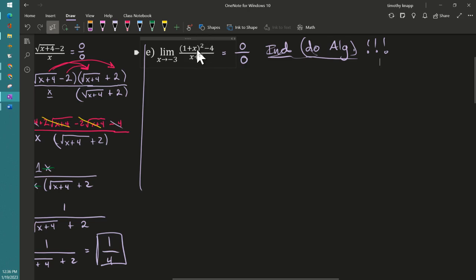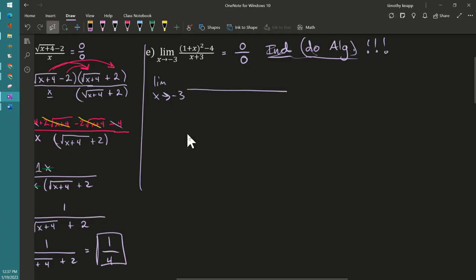If you didn't notice this, what you could do is FOIL this out, and you're going to get a trinomial after you simplify it. Then you'll refactor it, and you'll get probably an x plus 3 up in that numerator that ends up canceling. I'm going to use this difference of squares thing. So I'm going to write the limit as x approaches -3.